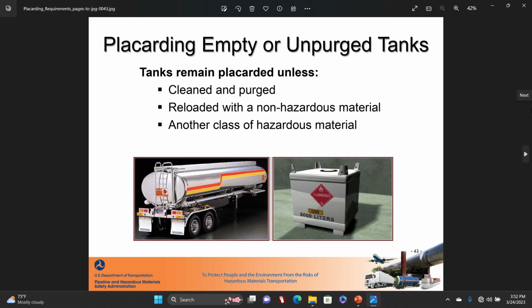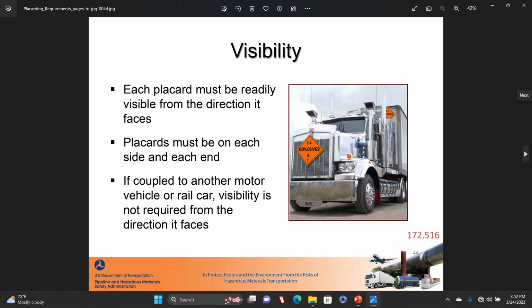So you have to keep the placards on your tank if there's residual in them. Visibility: each placard must be readily visible from the direction it faces. Placards must be on each side and each end, so 4 placards. If coupled to another motor vehicle, so the tractor is in front of the trailer, visibility is not required from the direction that it faces. So in other words, you can have a placard on the front of a dry van trailer, the tractor be in front of it, and it's perfectly legal.